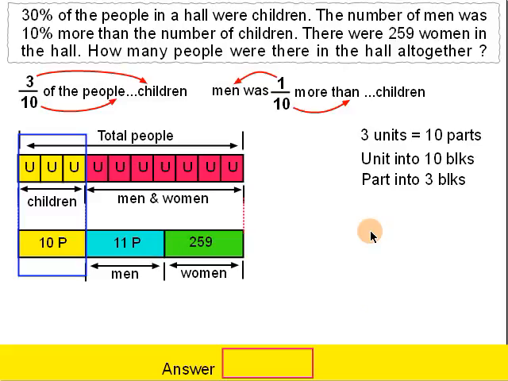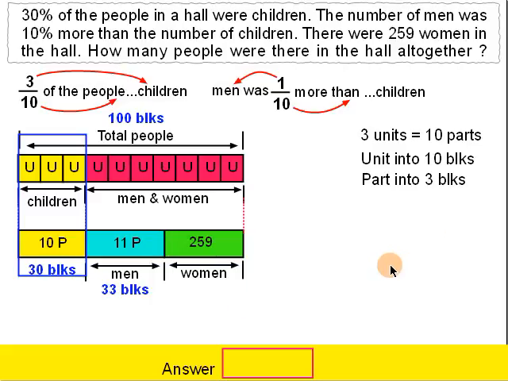Alright, so what we can do is some simple calculation and put in the equivalent blocks to represent the units and parts. For instance, for total number of people, there were altogether 10 units. 1 unit is 10 blocks, therefore 10 units is 100 blocks. So for children's 10 parts, 1 part is 3 blocks, so 10 parts is 30 blocks. Men here is 11 parts, so it's 33 blocks.